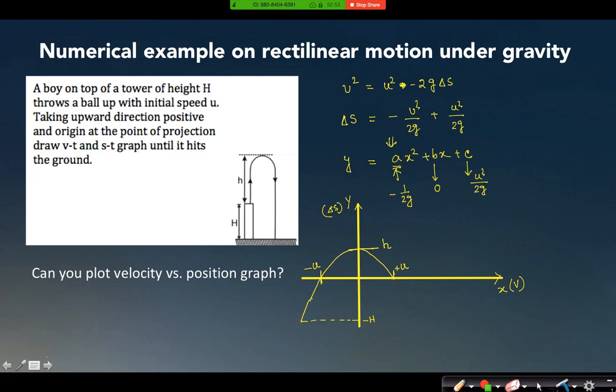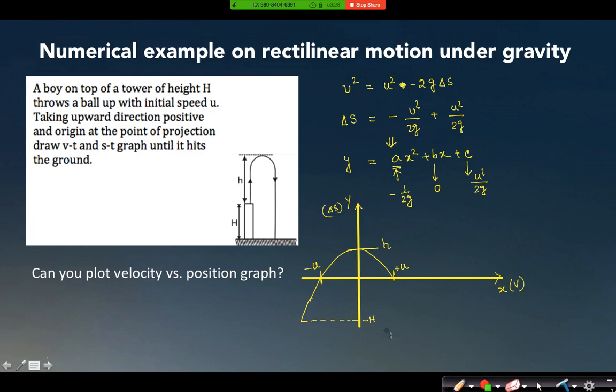Do you accept this one? Should I plot this line? Should I plot this one or not? This part should I plot, or this part will not be there? No, sir. This part will not be there because delta s starts from 0, right? Delta s does not start from something negative. So that is why I can erase this part, right? So that is your graph of delta s versus v.